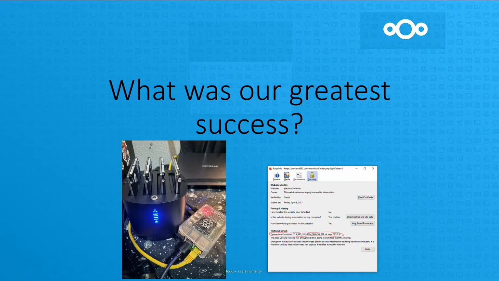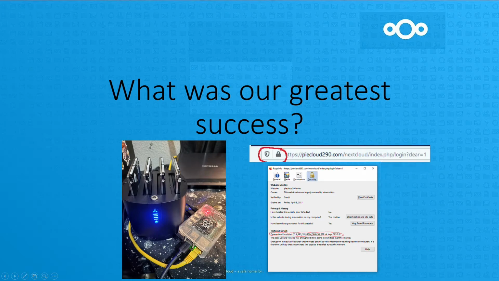And then the second thing was we did get an SSL certificate and HTTPS working. At first, we had set it up with just a self signed certificate, and we did not think that was good enough. It gave us a warning every time we tried to access it.